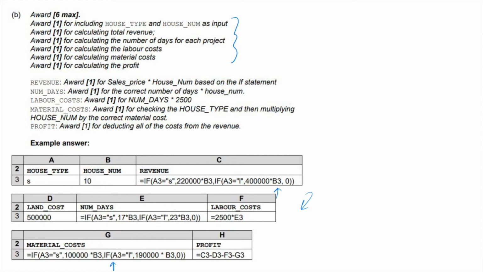And if you look at the mark scheme right here, we have 1 point for the inputs, another point for total revenue, another for labor. So calculating the number of days for each project using an if statement, and then calculating labor costs, material costs, and then finally the profit. And this is just another way of measuring whether you met those criteria or not.